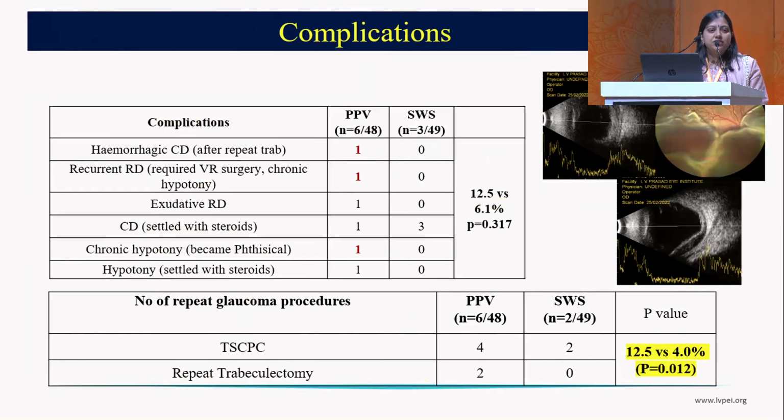And the complications also: in the Sturge-Weber group, the majority of the complications were medically managed, especially the choroidal detachment. But in the PPV group, complications like hemorrhagic CD, recurrent retinal detachment, and phthisis were higher, and the need for repeat glaucoma surgery was also higher in the PPV group.